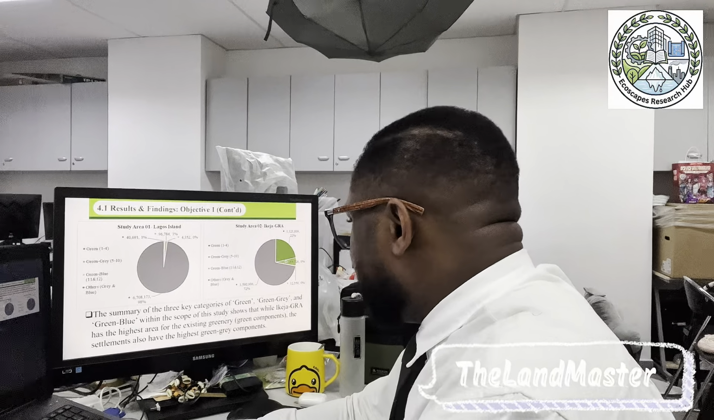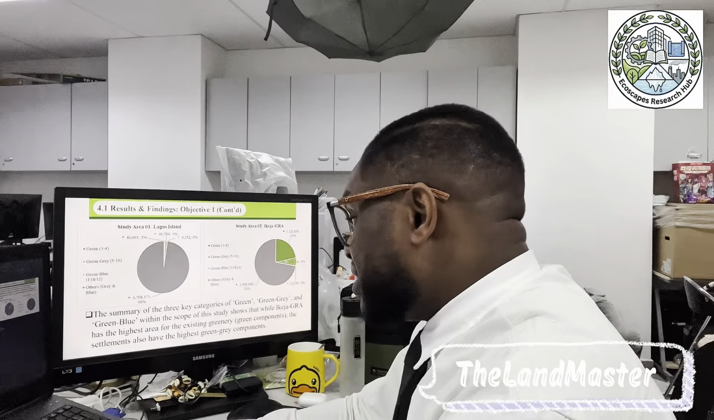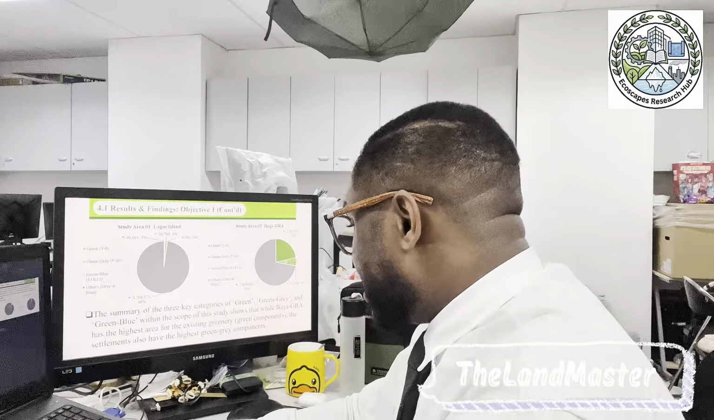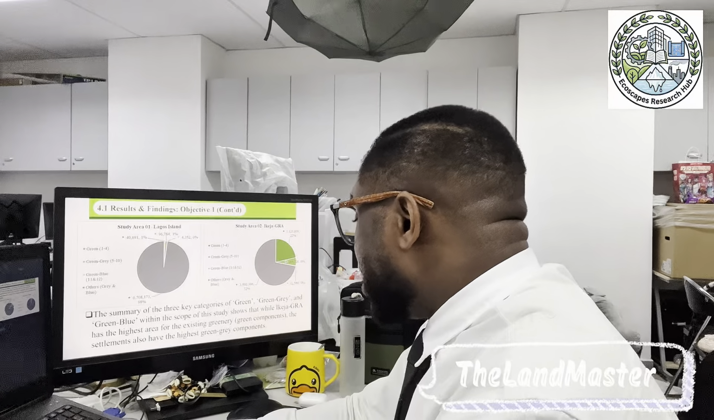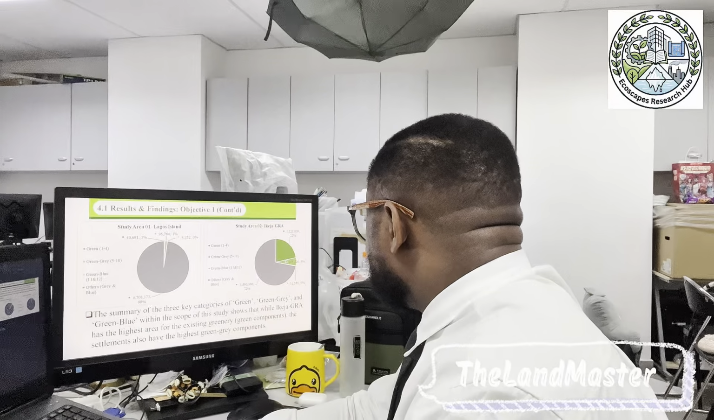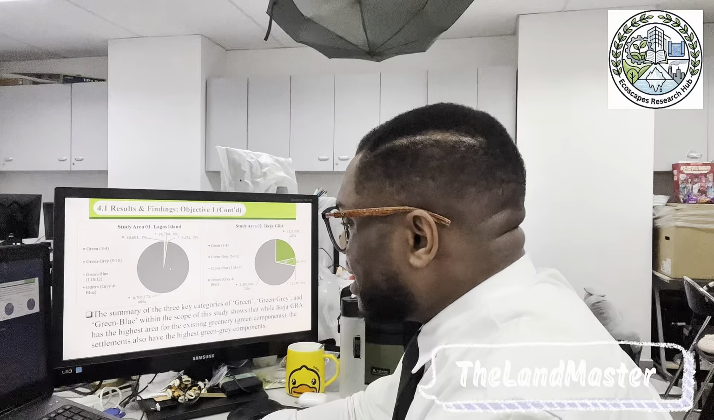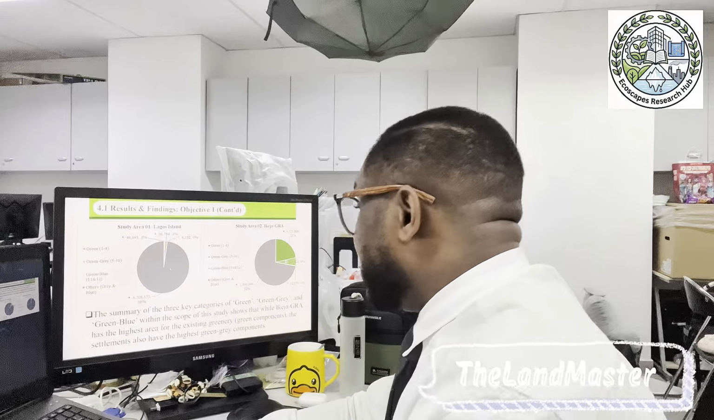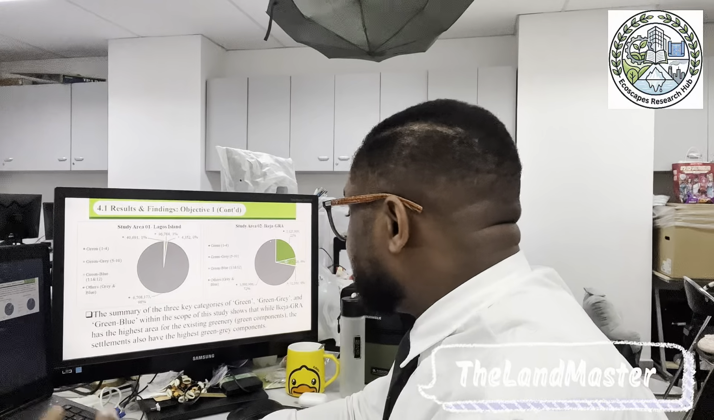All right, so now the result shows that the summary of the three key components of green, gray, and green blue within the scope of this study shows that Ikeja has the highest area, as we stated, for the existing greenery, and the settlement also has the highest green gray component. Of course, this is Ikeja GRA, and this is Lagos Highland, left far behind, following the findings from the site.